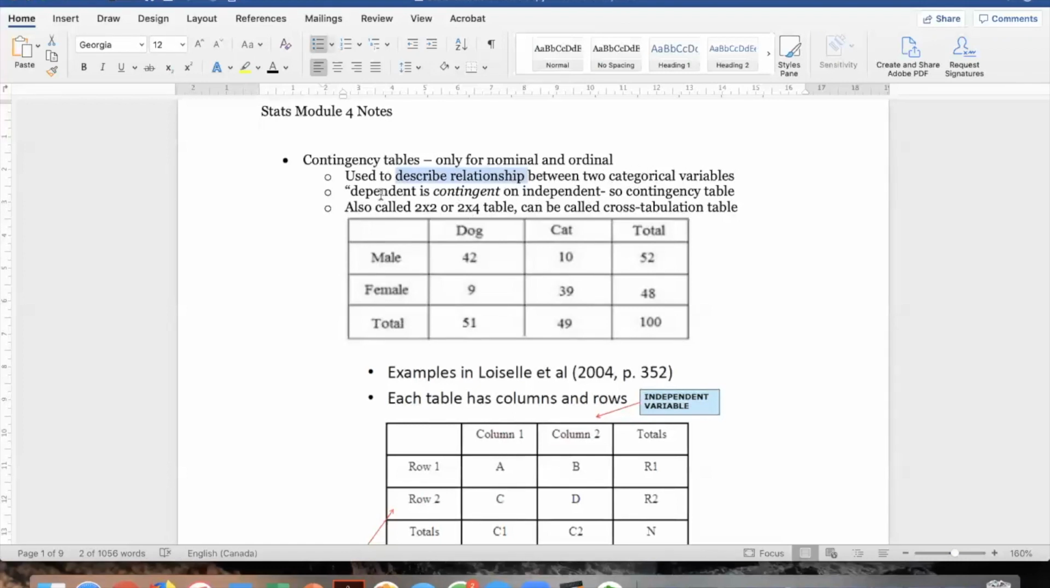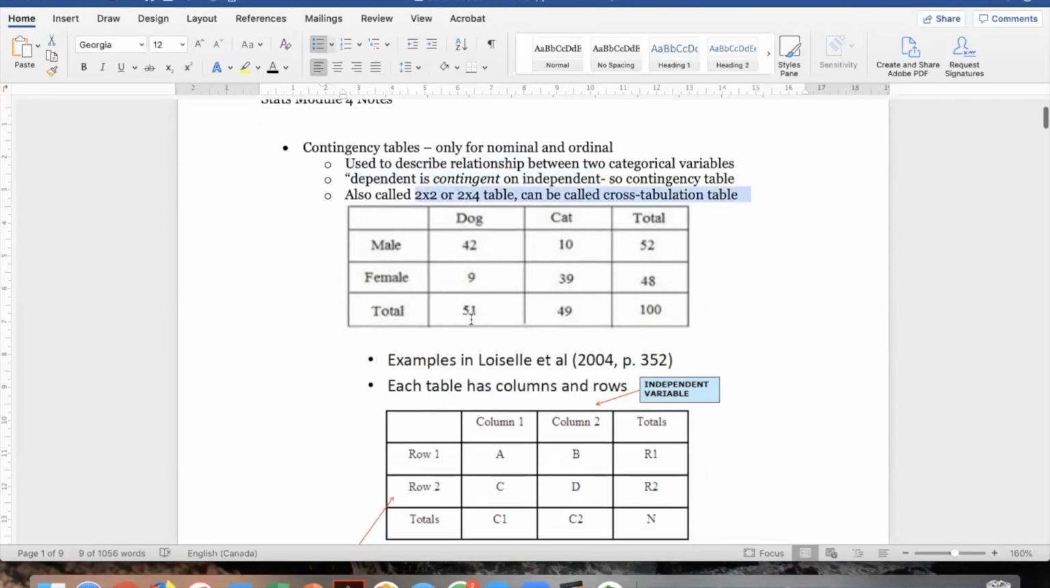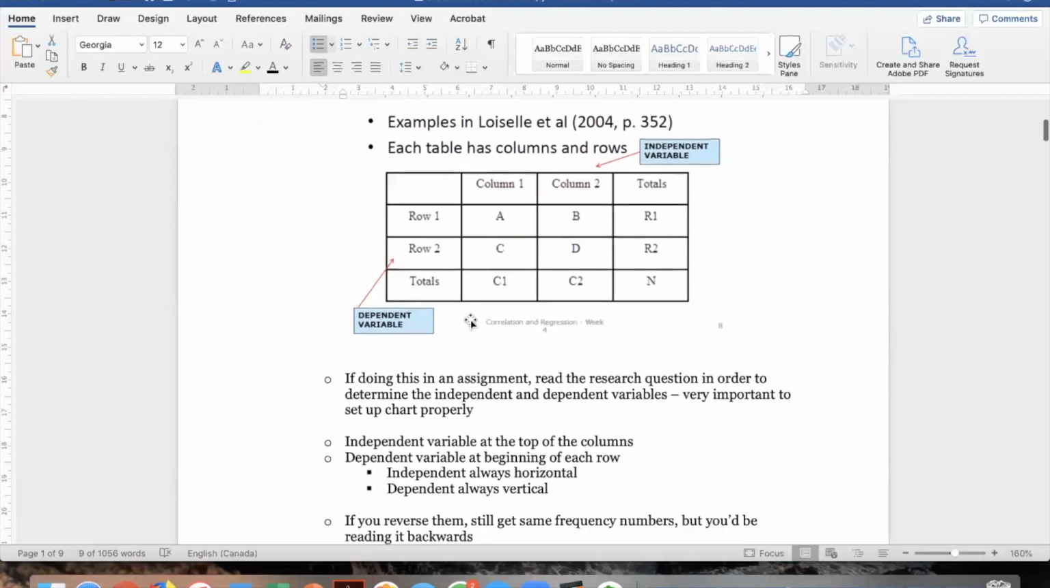And I just like to put stuff like this here because it helps me understand why it's called a contingency table. It's because the dependent is contingent on the independent variable. It's really important that you know that we put the independent variable in columns and the dependent variable in the row. If anybody has epidemiology at the same time as this class, it's the opposite of what you do in epi. So it can really mess you up.